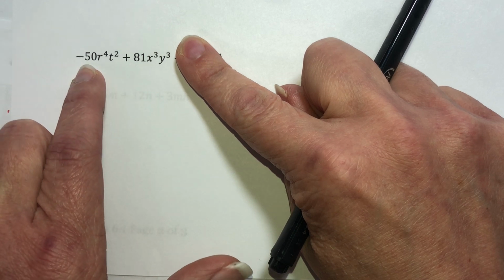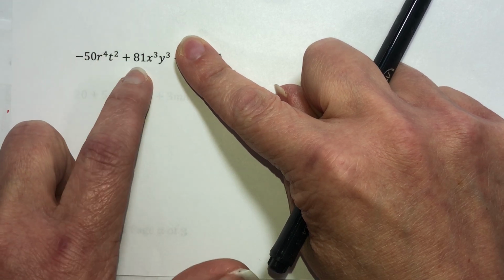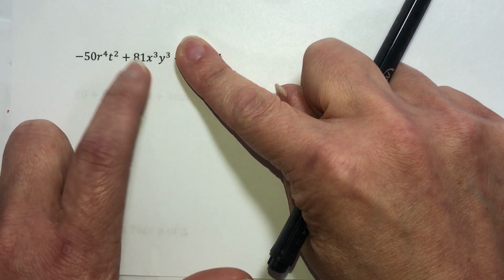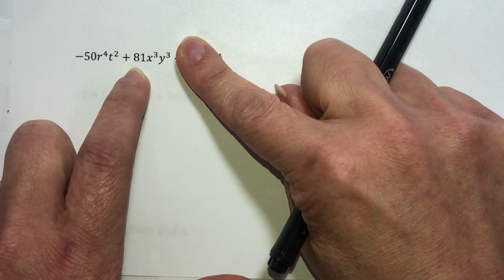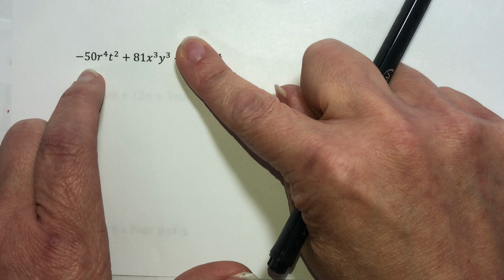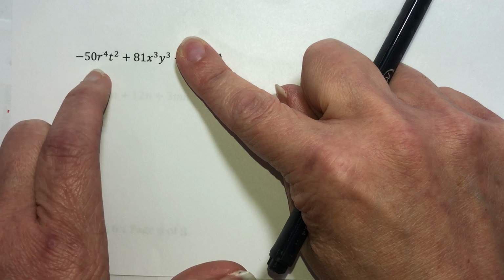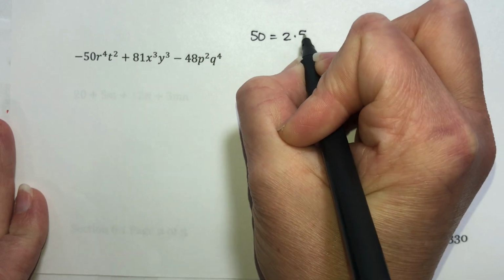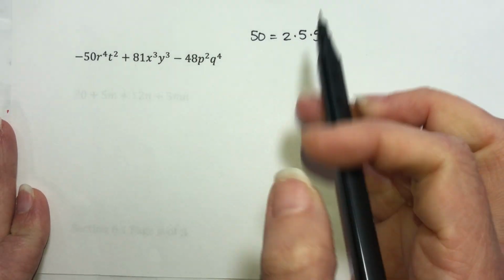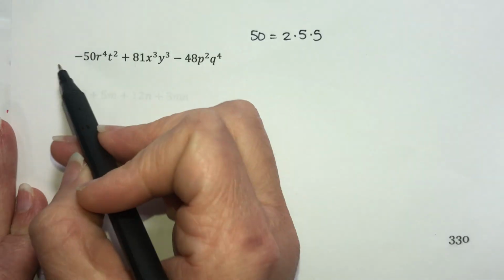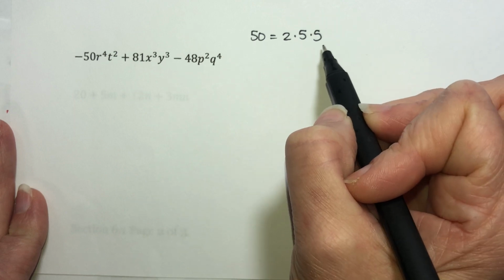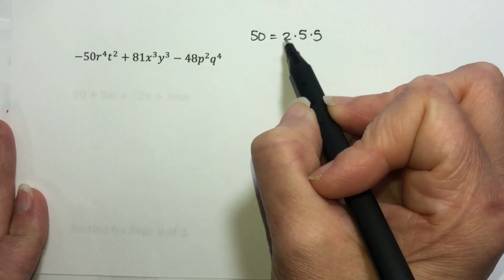So 50, things that divide into 50 would be a 2. That doesn't go into 81 here. A 5, not a 5. A 10, no. A 25, no. Everything that could possibly go into 50 is either some version of a 2 or a 5 multiplied together. In fact, if you think about it in prime factorization terms, 50 is 2 times 5 times 5. So things that divide into 50, I'm ignoring the sign here, would be 2 times 25, 10 times 5, that's just about it.